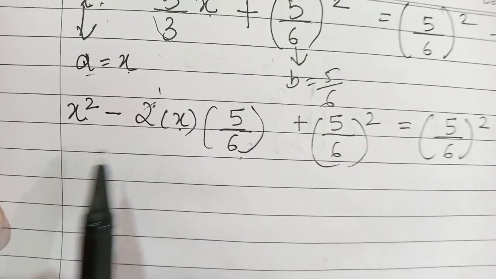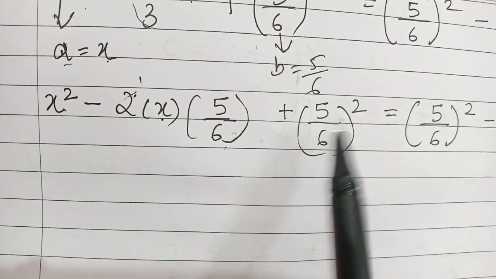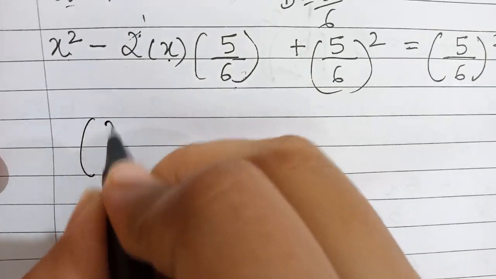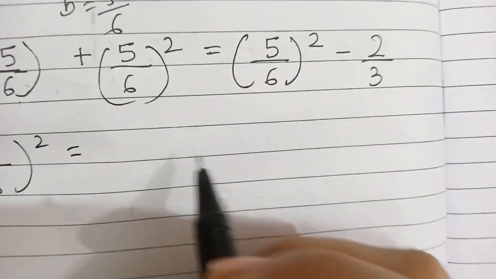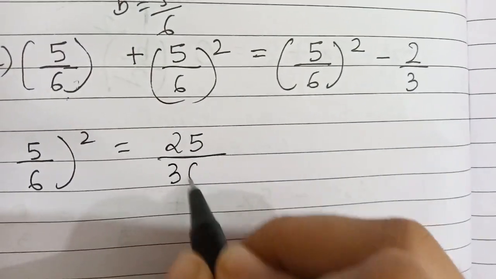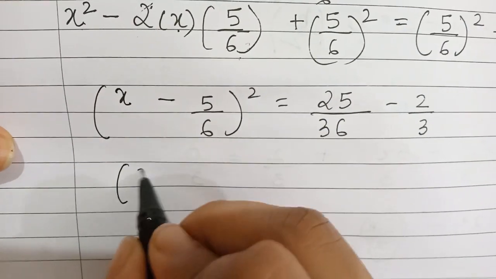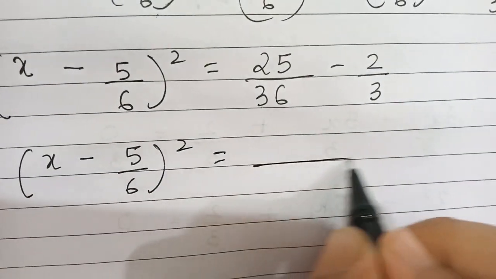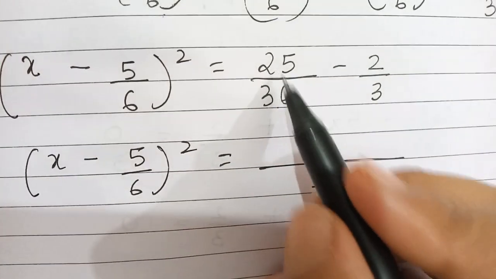So now this has become a² − 2ab + b², so this can be written as (a − b)². So over here it is (x − 5/6)². Let us solve this part also. 5 square we get 25, 6 square is 36, minus 2/3. Further on, solving the equation to find out the roots, this will remain as it is. On solving this, we have to take out the LCM. So the LCM of 36 and 3 is 36 only. This will remain unchanged.